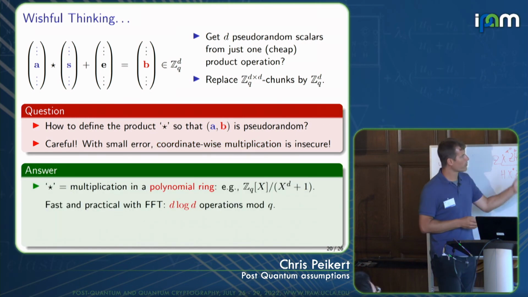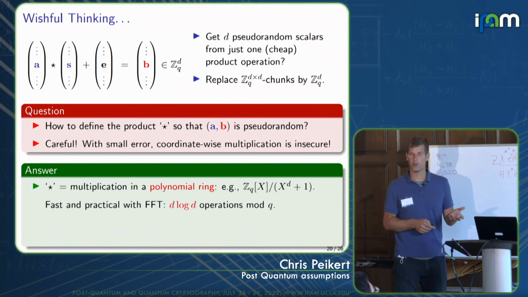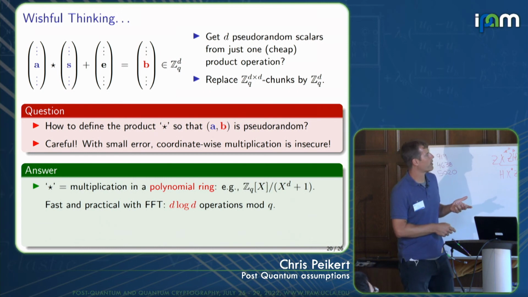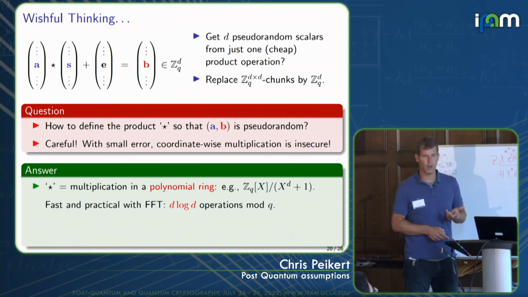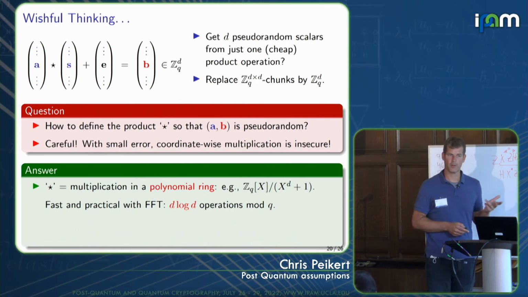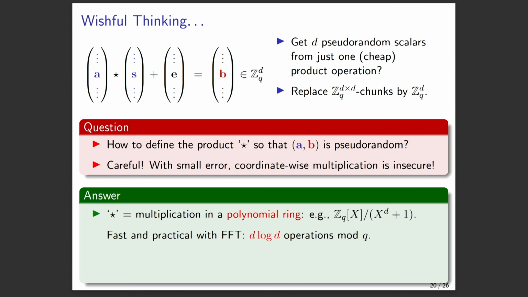So the answer is not quite as simple as coordinate-wise multiplication, but it's not too much more complicated either. It's just multiplication, treating these things as polynomials. If we define star to be multiplication in a suitable polynomial ring, like Z_q[X] mod x to the d plus 1, then we can get a secure variant of LWE here. And the star operation can be very fast and very practical using the usual polynomial multiplication tricks, fast Fourier transforms, and so forth.